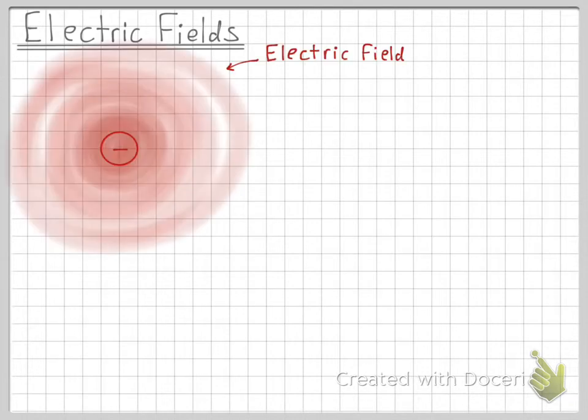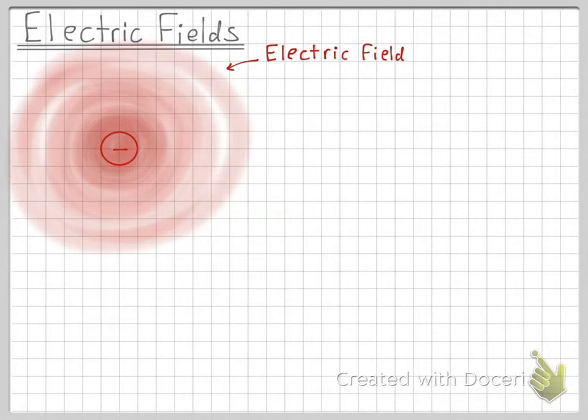This video is an introduction to electric fields. We previously covered Coulomb's law, which calculated the attractive or repulsive force between two charges. You may have wondered how these charges know that the other charge is present. Well, each charge creates something called an electric field. This is very similar to a gravitational field.